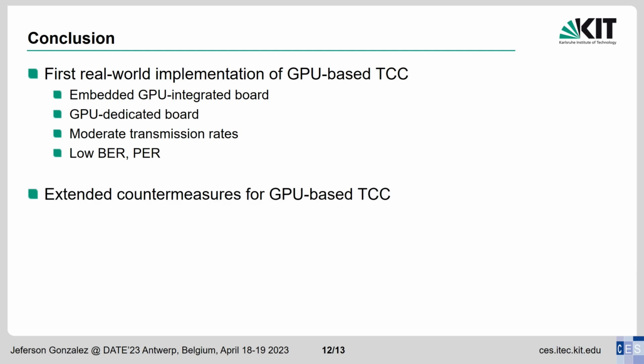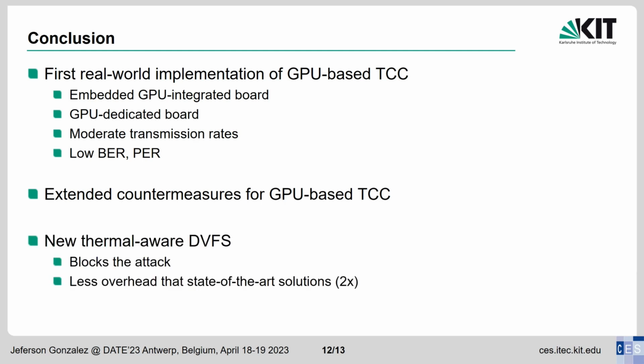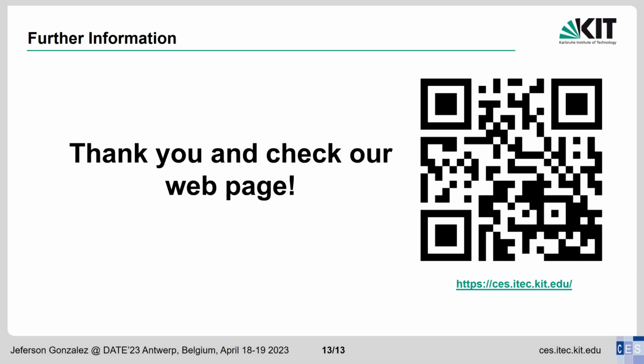Moreover, we analyzed and extended existing countermeasures to the GPU domain. We demonstrated how our implementation of the extended countermeasures successfully blocks the attack at the expense of added overhead in the system. Finally, we have proposed a new thermal-aware DVFS countermeasure that mitigates the attack while causing 2 times less performance loss than the state-of-the-art DVFS countermeasures on a set of benchmark applications.